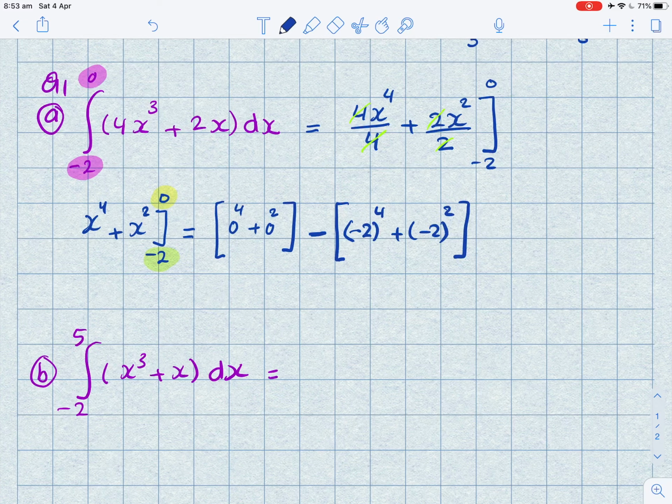Okay, and if we know that, I'll just write down, this is the upper limit here, and this is the lower limit, the minus 2. Now minus 2 to the power 4 means minus 2 times minus 2 times minus 2 times minus 2. So the answer is going to be positive for this. So it's going to be 16, and minus 2 squared is 4. So that's 16 plus 4, which is 20.